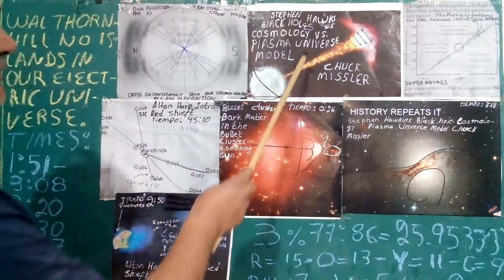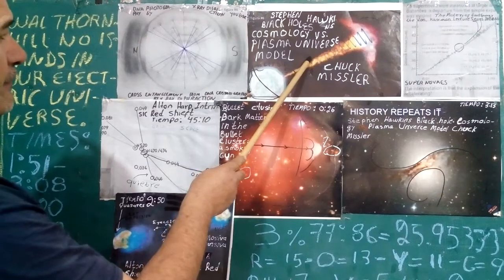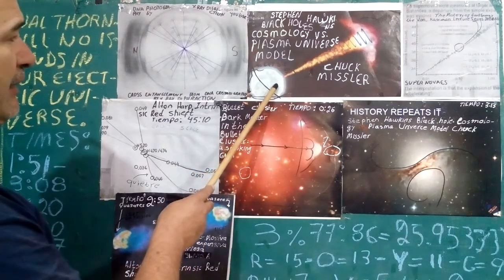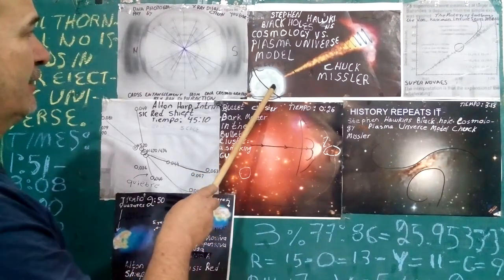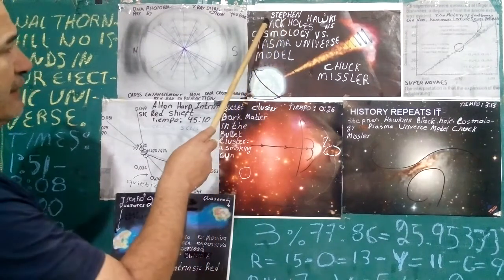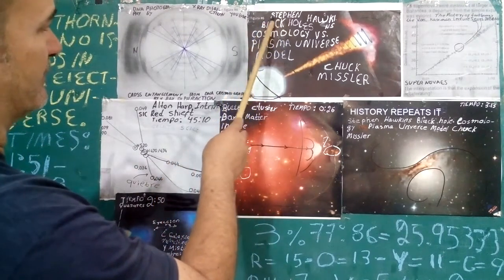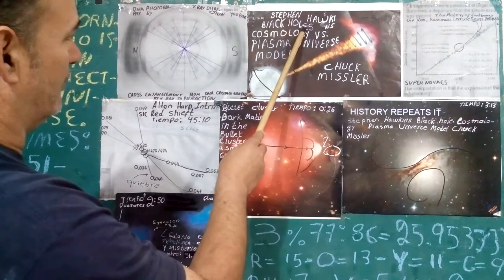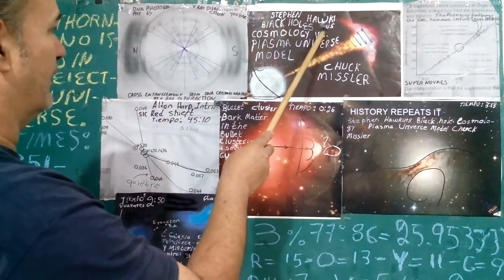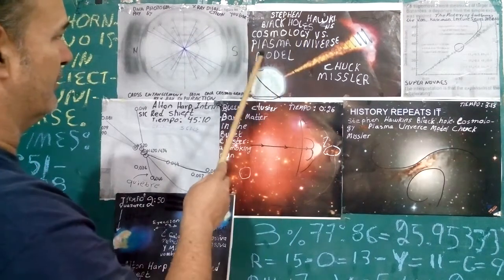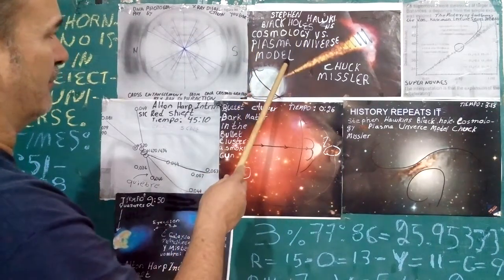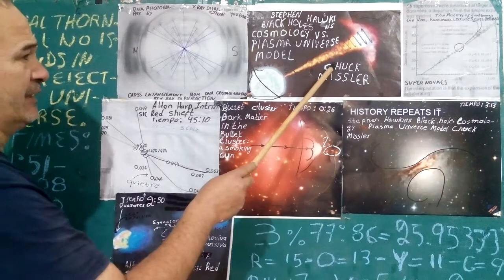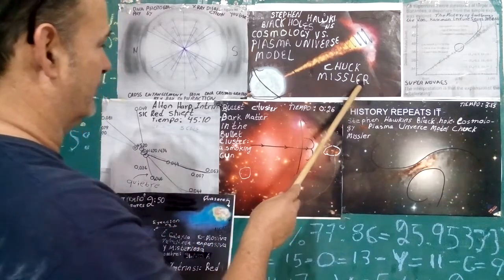In U2, this is outside our Earth and the cosmos. The name of the video is Stephen Hawking's Black Holes Against Cosmology Plasma Universe Model. I guess done by Chuck Missler.